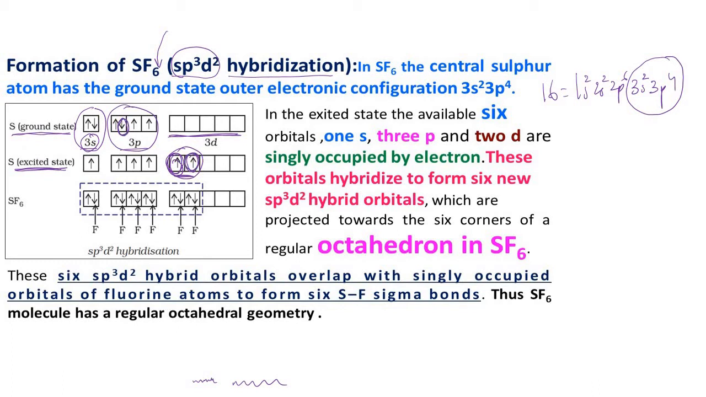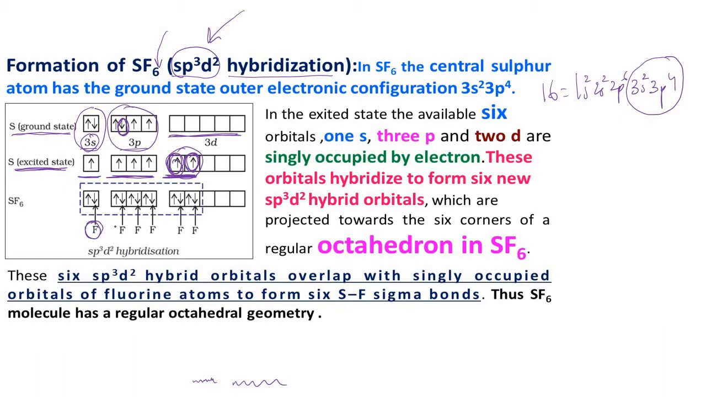As a result, we now get a total of 6 orbitals. Which are those? One is 3s, the remaining 3 are 3p, and the remaining 2 are 3d. Totally 6 orbitals will be there. These will undergo hybridization. Which type of hybridization? That is sp3d2. Each of the sp3d2 hybrid orbitals will overlap with each of the 6 fluorine atoms.